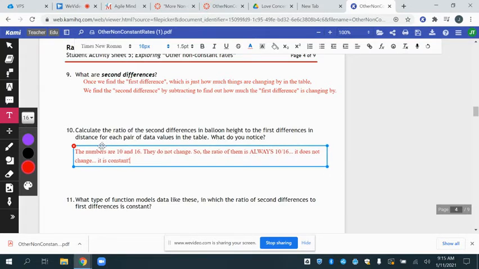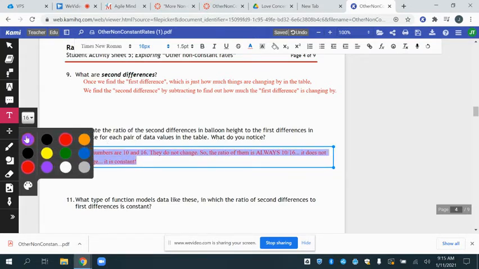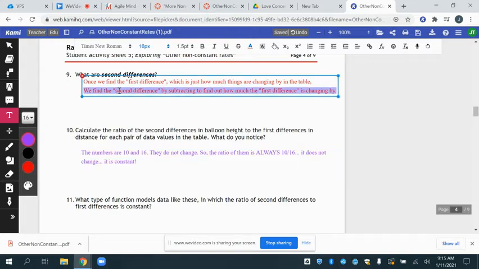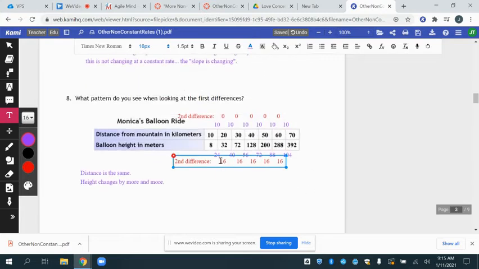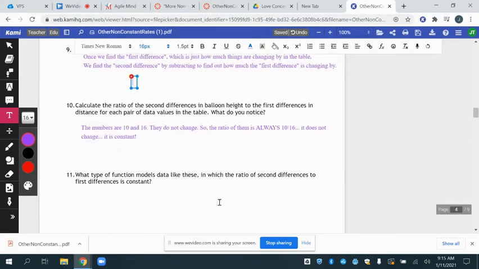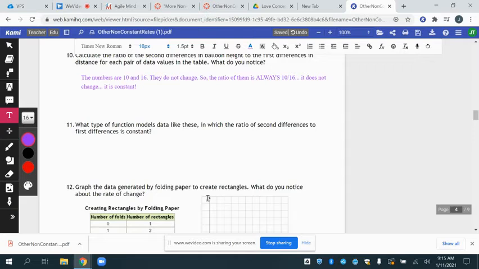so I know that I'm going to go back to purple. Red is just a little too angry looking, isn't it? That's how I feel, at least. Okay, so we notice that 10 and 16 will always make the same fraction. And so that's good to know.